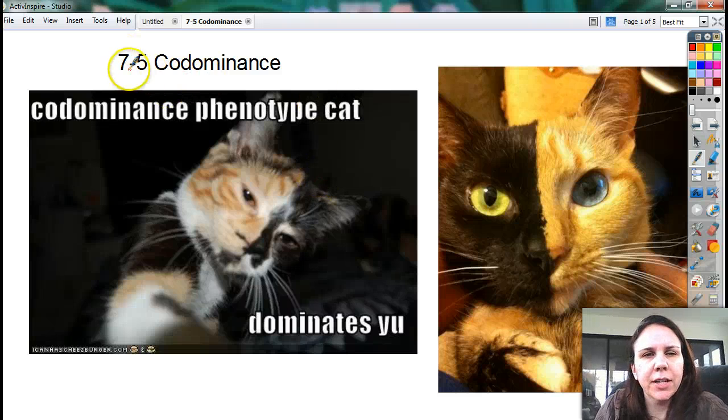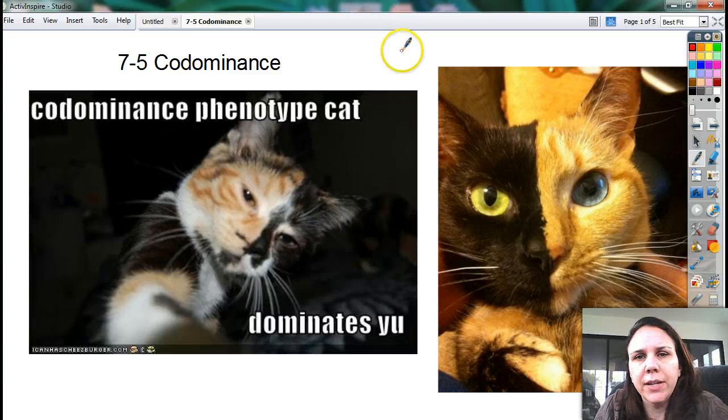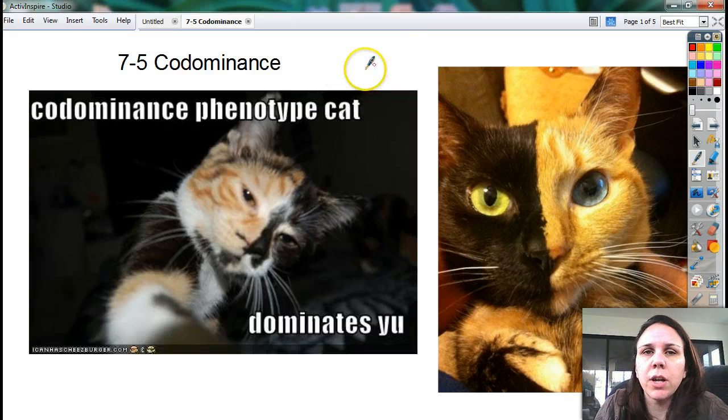Hi there, this is 7-5 Codominance. Codominant is just another pattern of inheritance in which you are not completely dominant, you're not dominant or recessive, you're not incompletely dominant, you're not an in-between of the two, but you're codominant, which means I get to see both the dominant and the recessive at the same time.